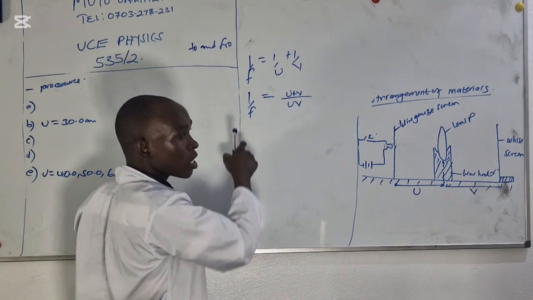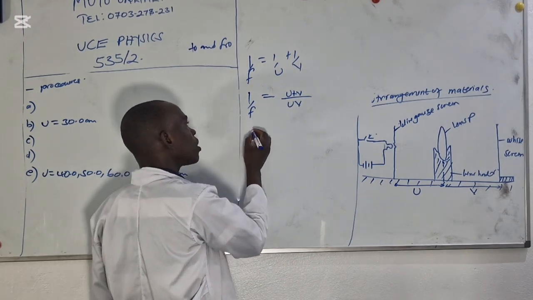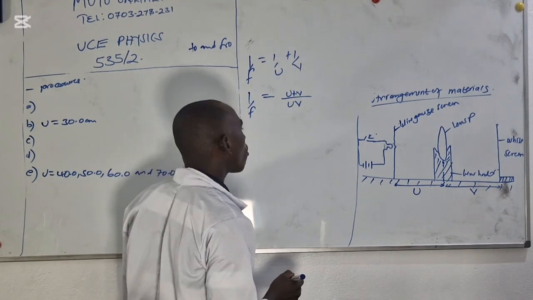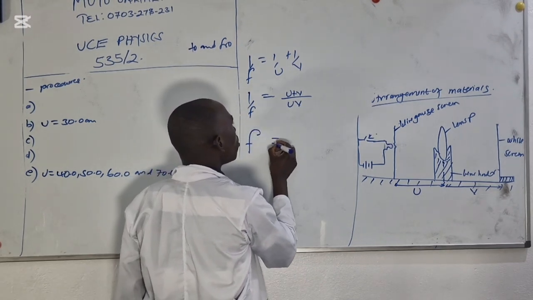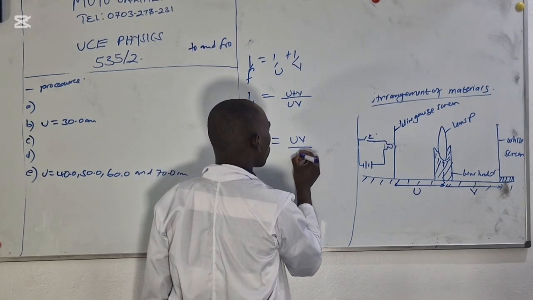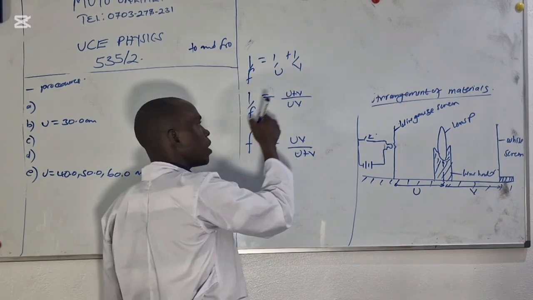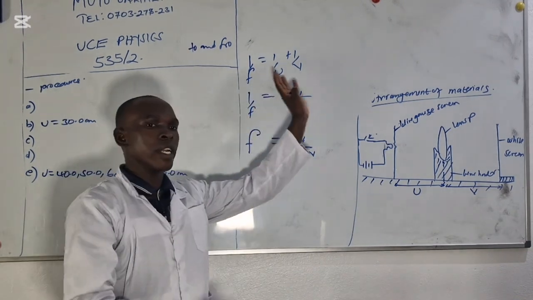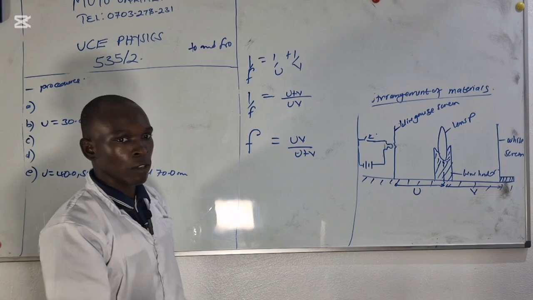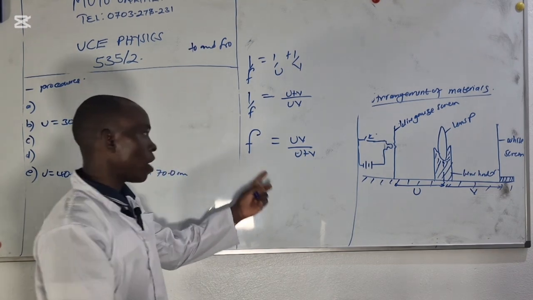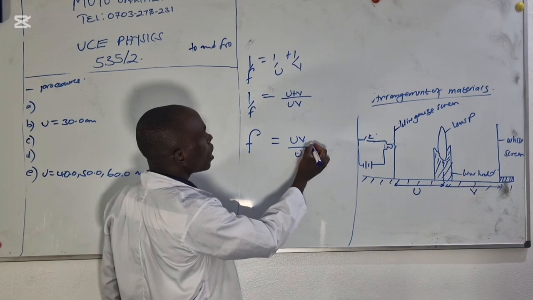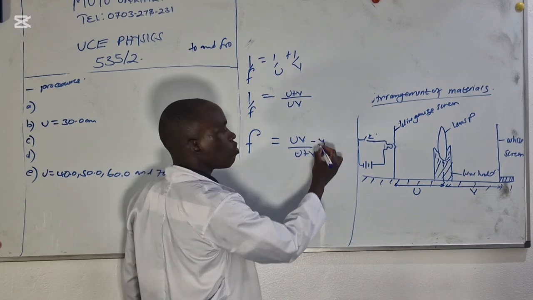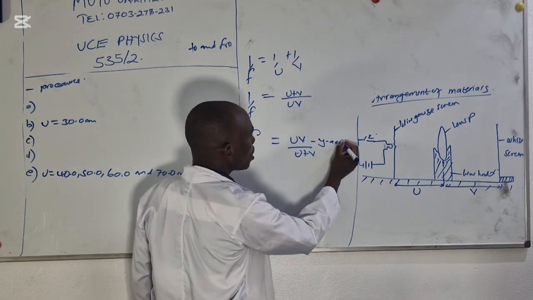But then I'm interested in f, not 1 over f. That means if the reciprocal of focal length is u plus v over uv, then f alone will be equal to uv over u plus v. When this somersaults, the left will also somersault. Now we have f equals uv over u plus v. That means the one up here is going to be plotted on the y-axis, and this is the x-axis.